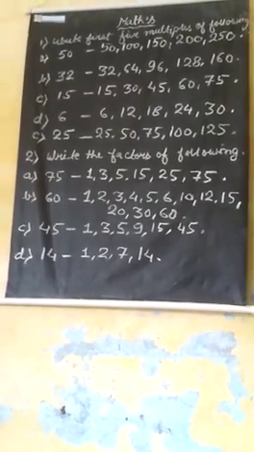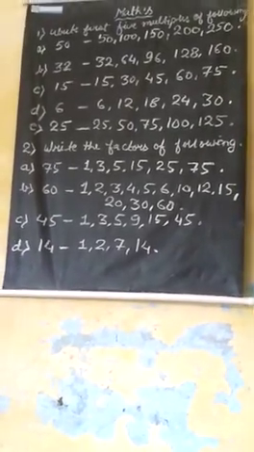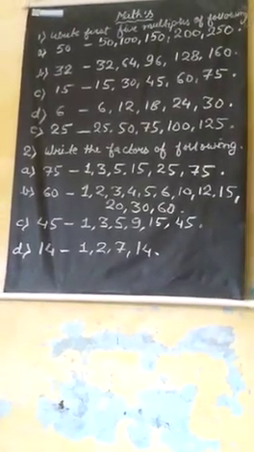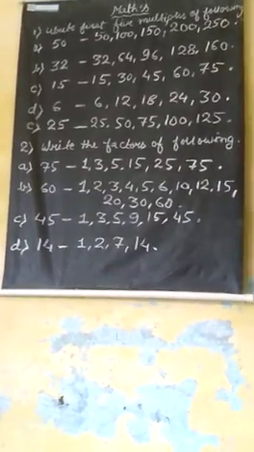The factors of 14: it will be divisible by 1, 2, 7 and 14, so 1, 2, 7, 14 will be the factors of 14.